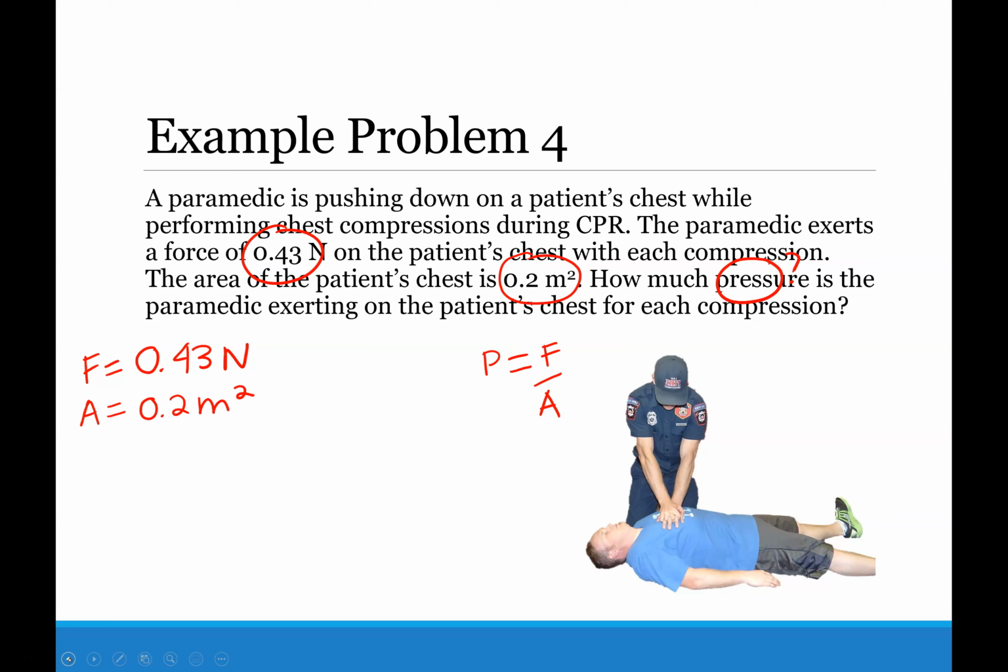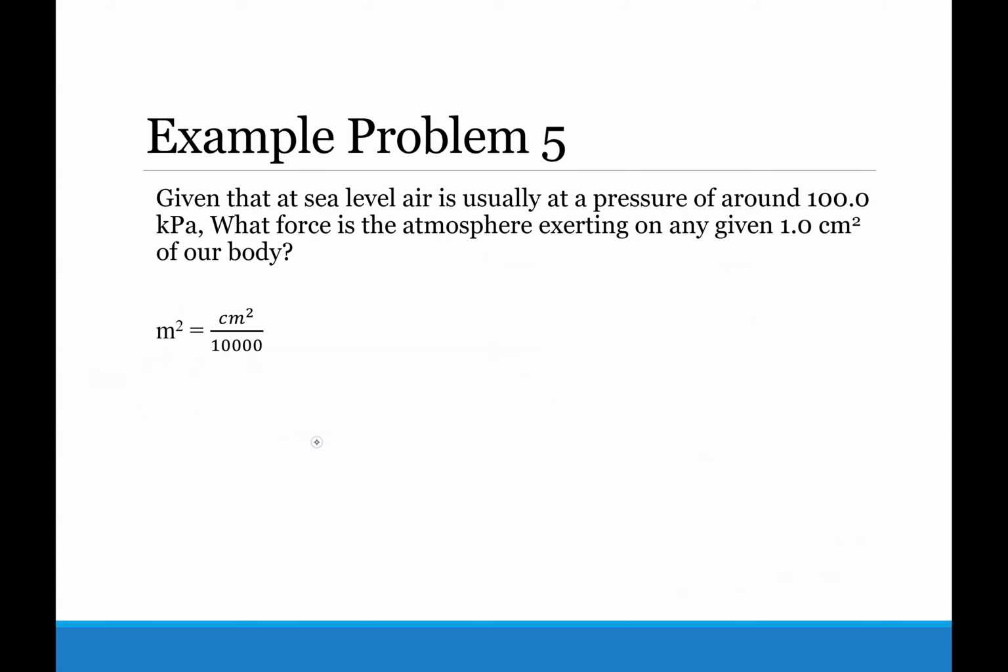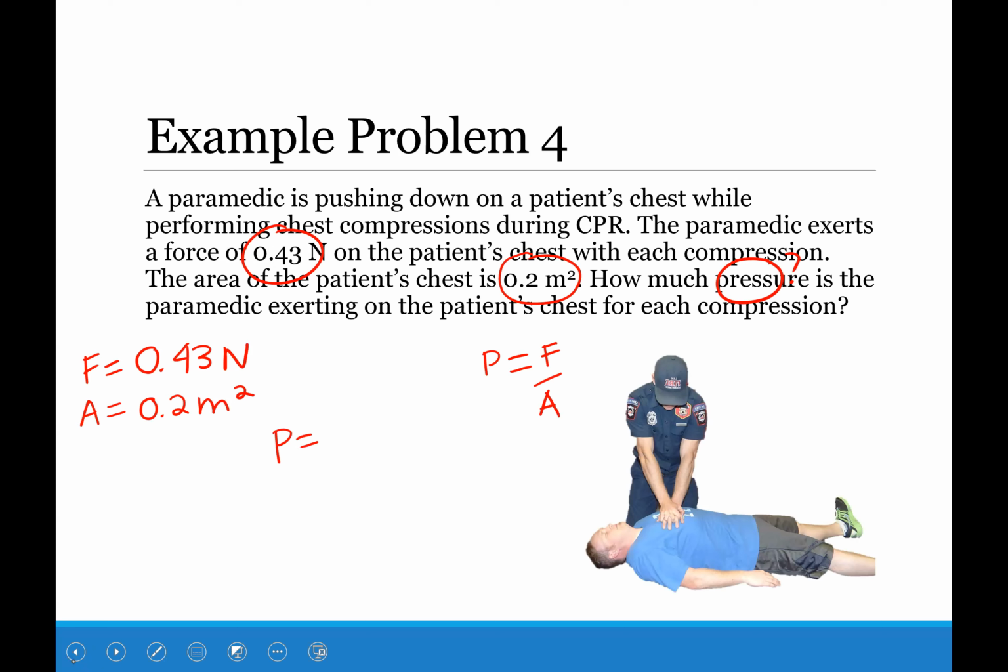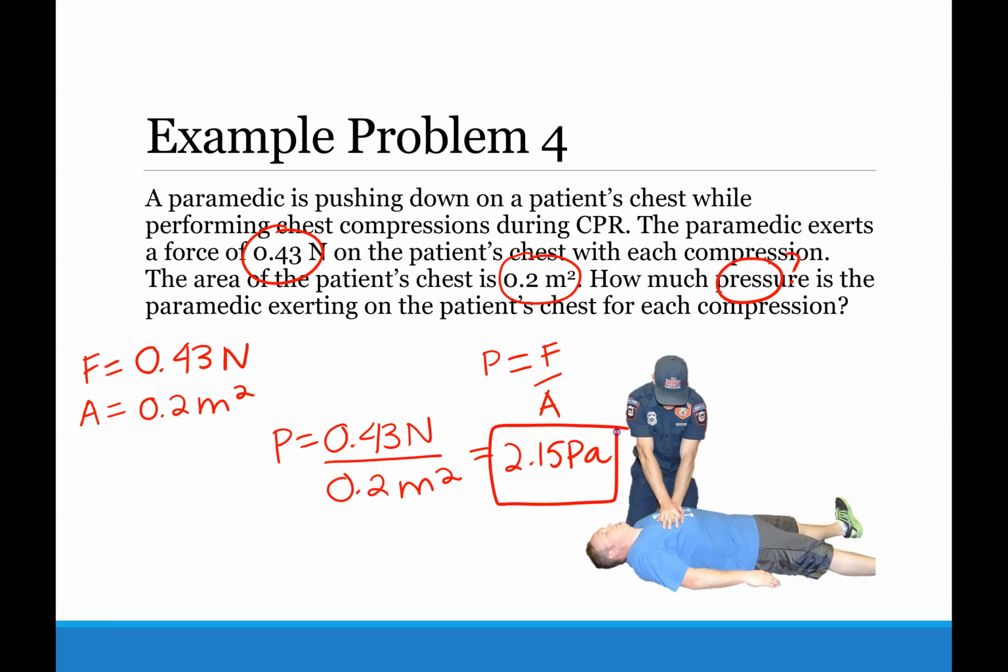Luckily, we have a formula that we don't need to rearrange at this point, so we can just plug in what we know. Pressure equals force of 0.43 newtons divided by area, which is 0.2 meters squared. And you can go ahead and put it into your calculator just like that. 0.43 divided by 0.2, and that equals 2.15 pascals. Let me know if you have any questions with example problem 4.